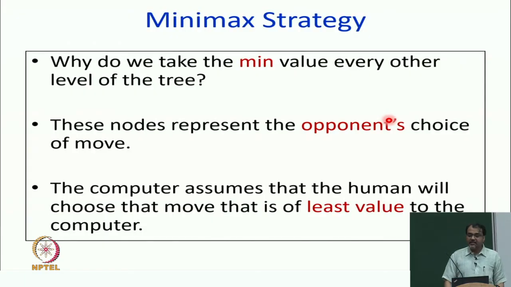So, I have already explained this is called the Minimax strategy. We take the min value for every other level and max value for every other level, depending upon adversary or computer. The min nodes represent the opponent's choice, the max node represents my choice. The computer assumes that the human will choose the move that is of the least value to the computer, because we are playing more or less what is called a zero sum game.